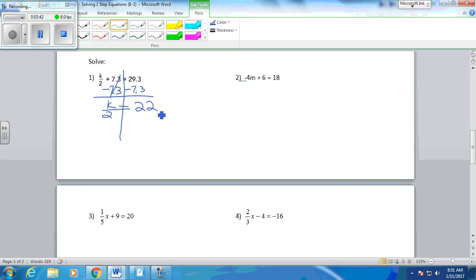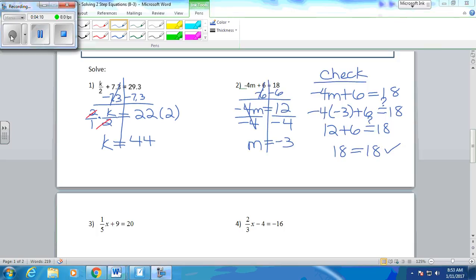I've got k divided by 2, so I'm now going to multiply by 2, or 2 first, because that allows me to cross-cancel those 2's. But because I multiply by 2 on the left, I have to also remember to multiply by 2 on the right, which leaves me with k equals 22 times 2 to give me 44. I'm going to have you go on and try number 2 on your own.